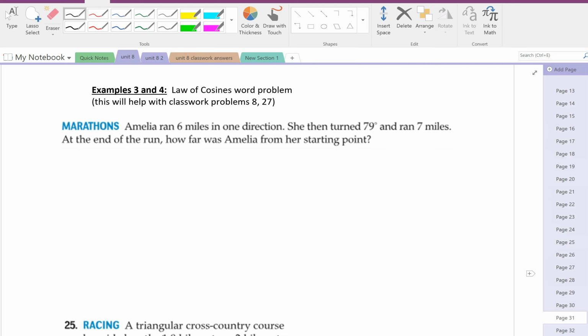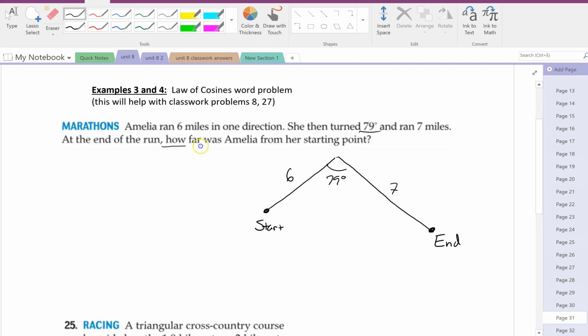Amelia ran 6 miles in one direction. So let's say she starts right here, and she runs 6 miles. Then she turns 79 degrees and runs 7 miles. So she turned 79 degrees here and ran 7 miles. And then apparently she stops right there. So it wants to know when she's done, how far is Amelia from her starting point? In other words, what is that length right there? What is the blue line? What is X right here?